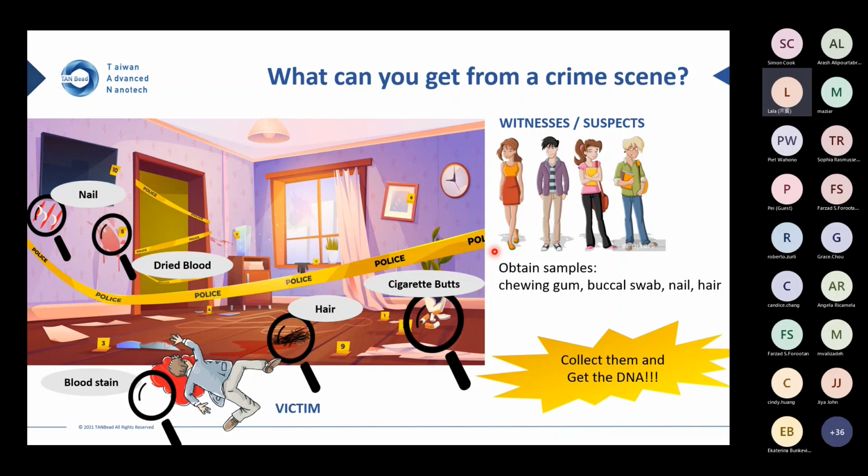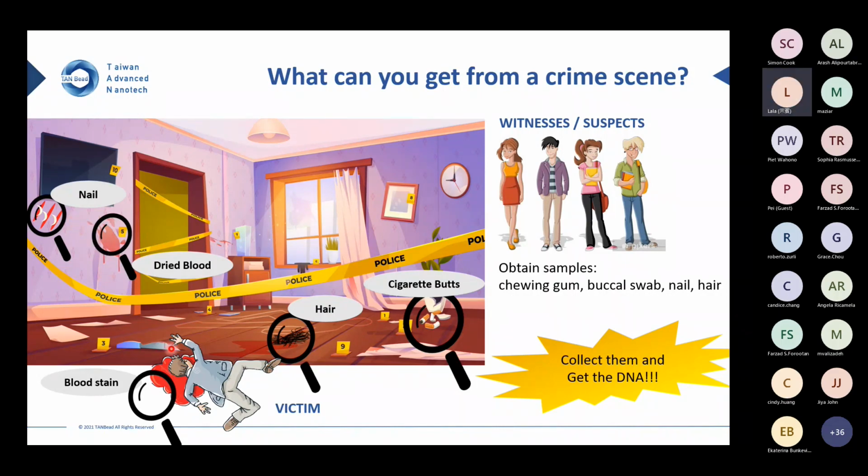So after looking at the questions and posing more detailed questions, we would come to a question like, who among these witnesses are more likely to commit the crime, and who among them had been to the crime scene? Now then, our police team might collect some cigarette butts, hair, dried blood, or nail from the crime scenes, which they are not sure from whom the samples are coming from.